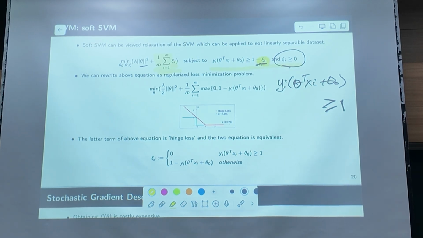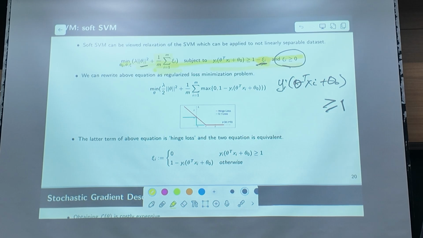Okay. So this is soft SVM. This is soft SVM. So I want to maximize the minimum geometric margin as well as minimize the violation, the average violation. Okay?